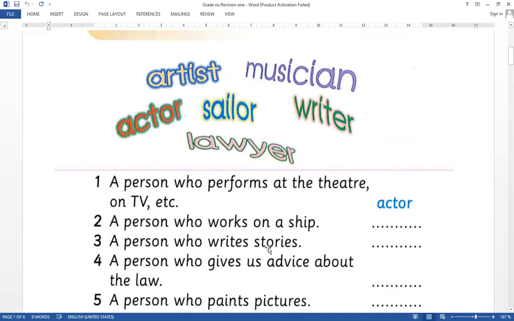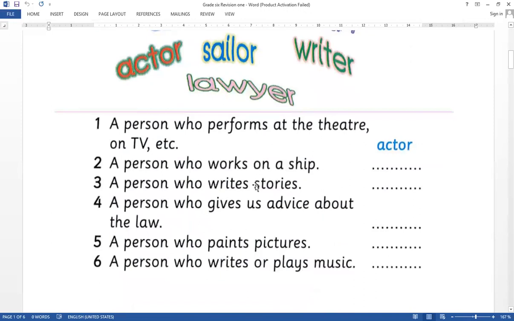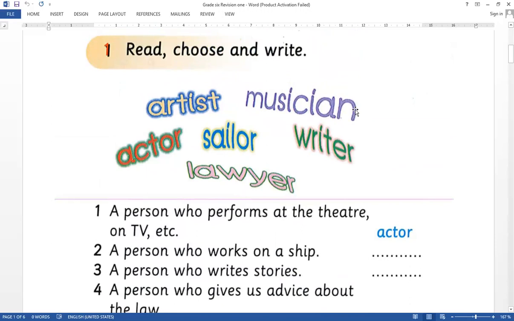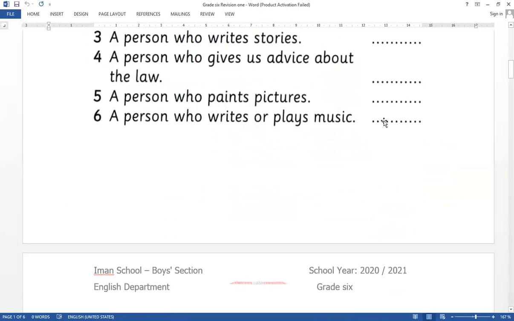A person who gives us advice about the law? A lawyer. A person who paints pictures? Artist. A person who writes or plays music? Musician. And today we took band. What is the difference between musician and band? The musician is the band? Okay, thank you, Muhammad.